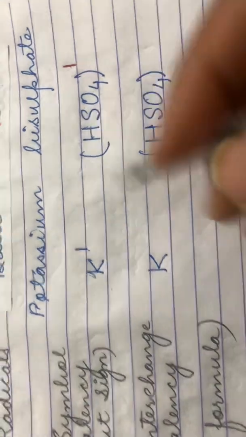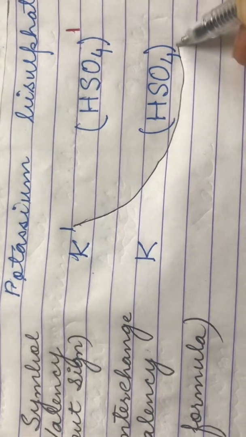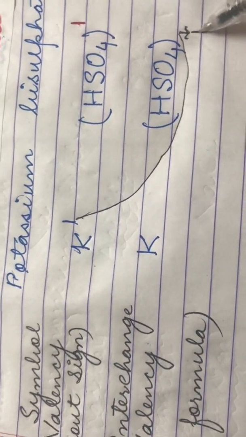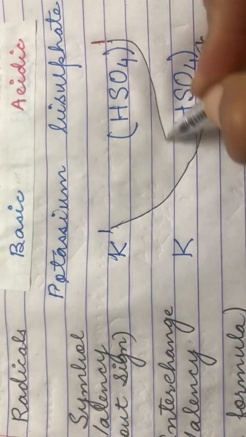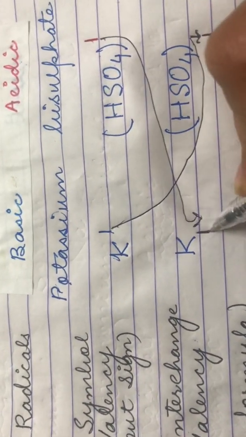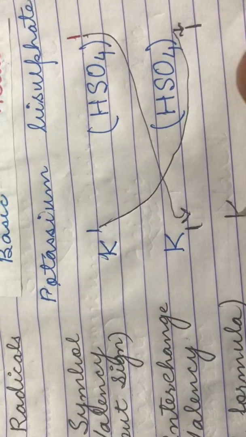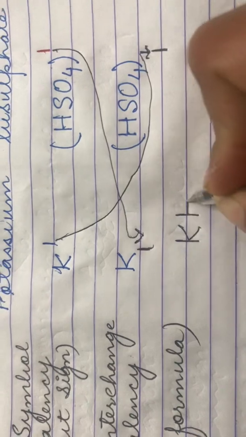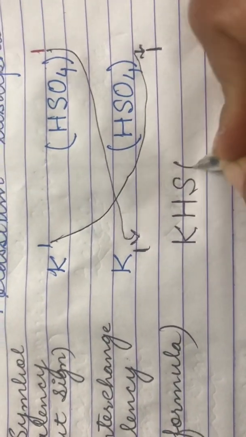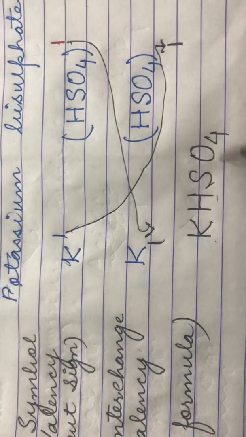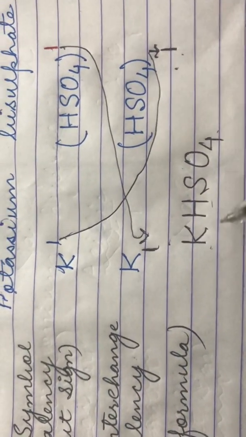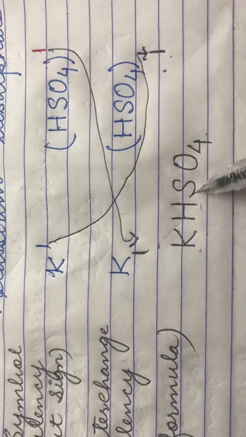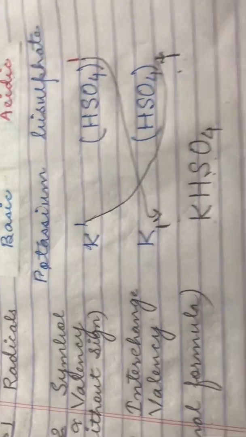Now you show the interchange. That also I'm showing with a different colored pen. So this one over here comes down here in the subscript. This one, which is here, comes down here in the subscript of potassium. So basically it is an interchange of radicals. And the final formula: K capital, H capital, S capital, O capital and 4. KHSO4, because both of them have valency 1. Now we do not put the bracket. We write it as KHSO4. This is the answer for potassium bisulfate. This is how we do it by the crisscross method.